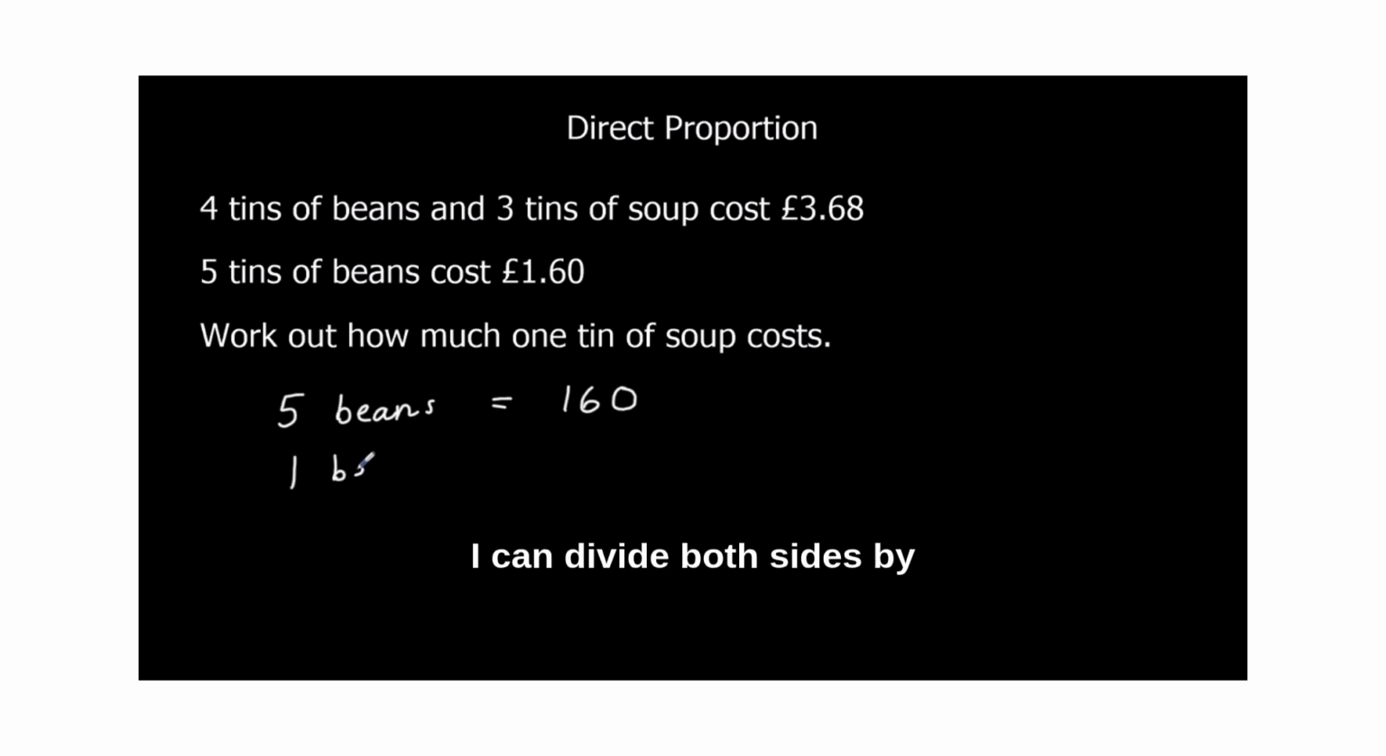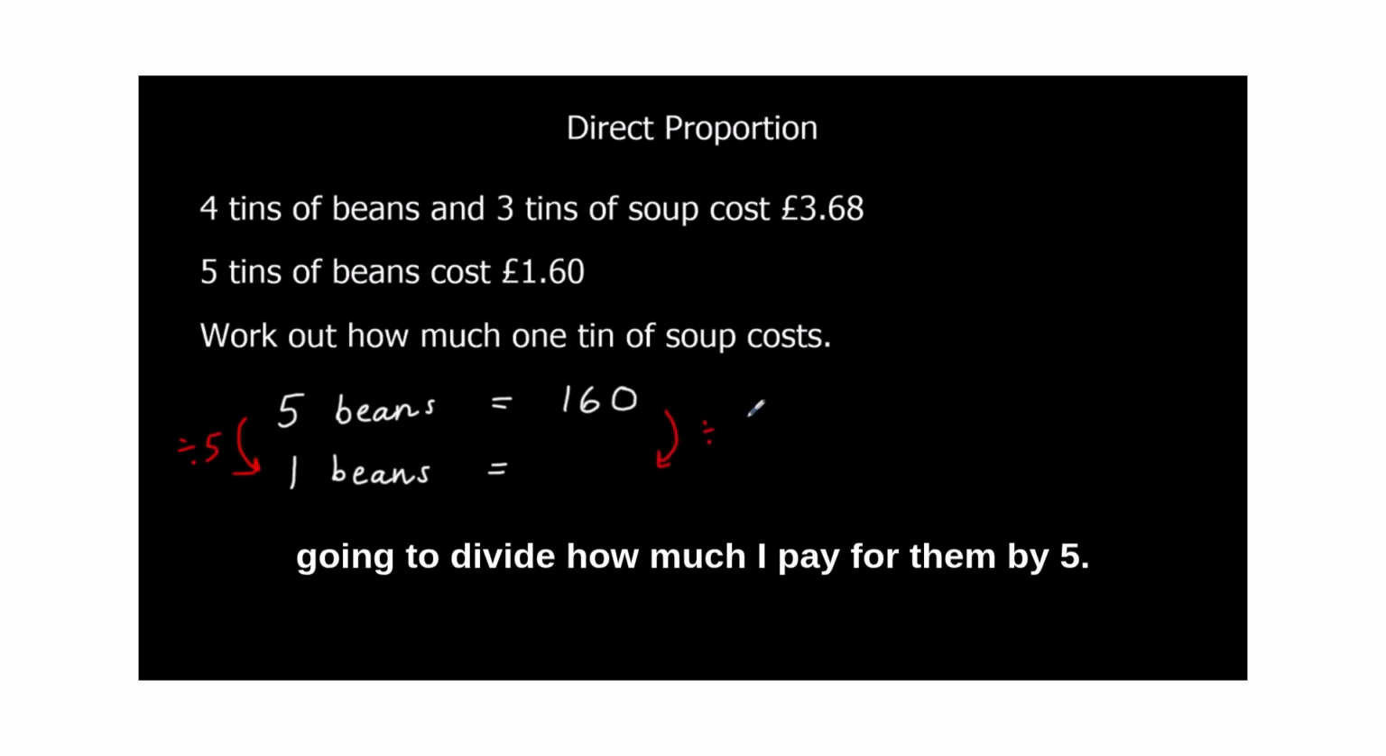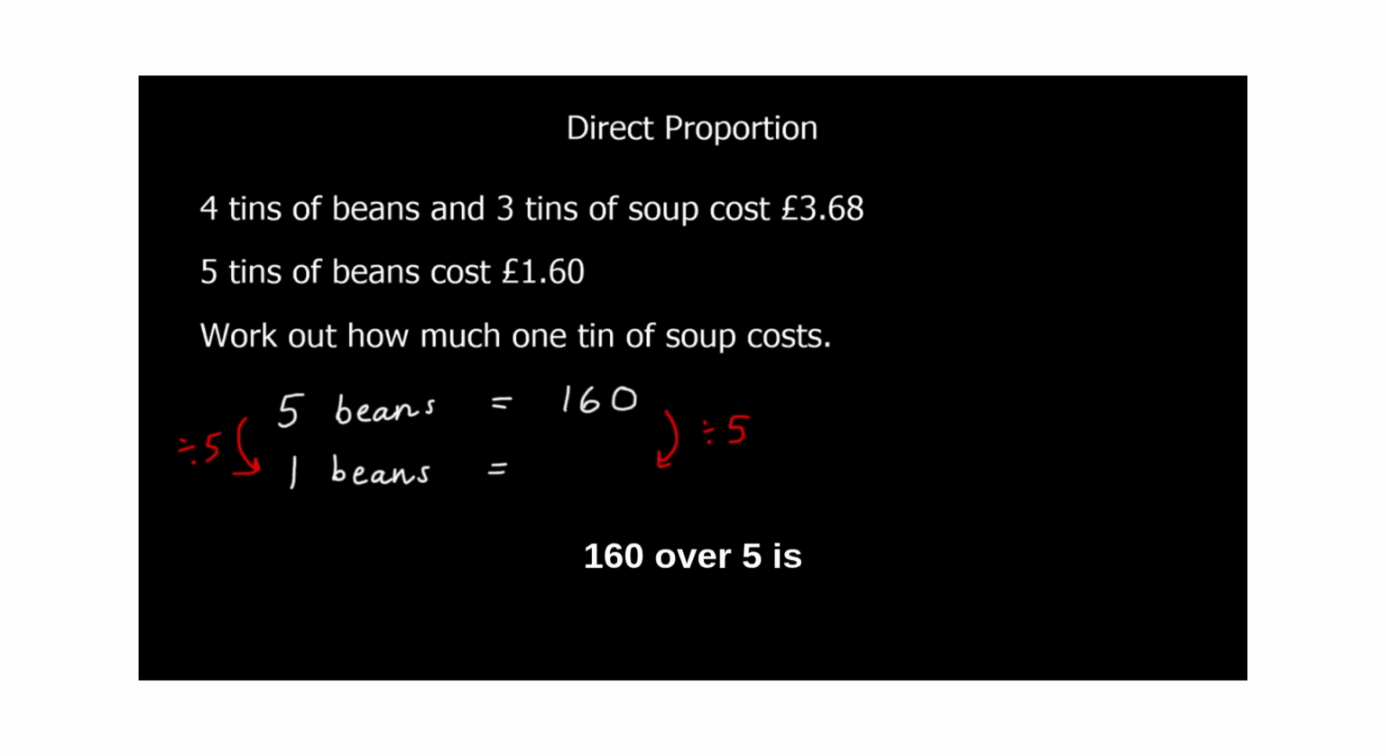I can divide both sides by 5. So if I divide how many tins of beans I'm buying by 5, I'm going to divide how much I pay for them by 5. So 160 over 5 is 32. 160 over 10 is 16 and double. So 32p for 1 tin of beans.